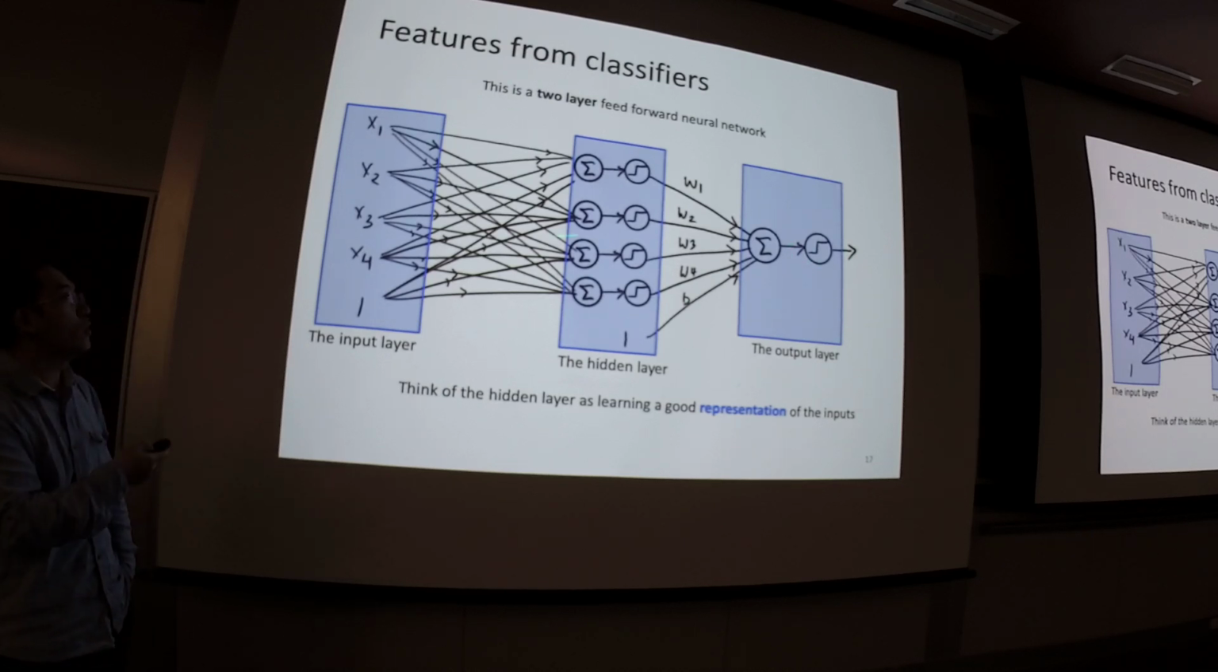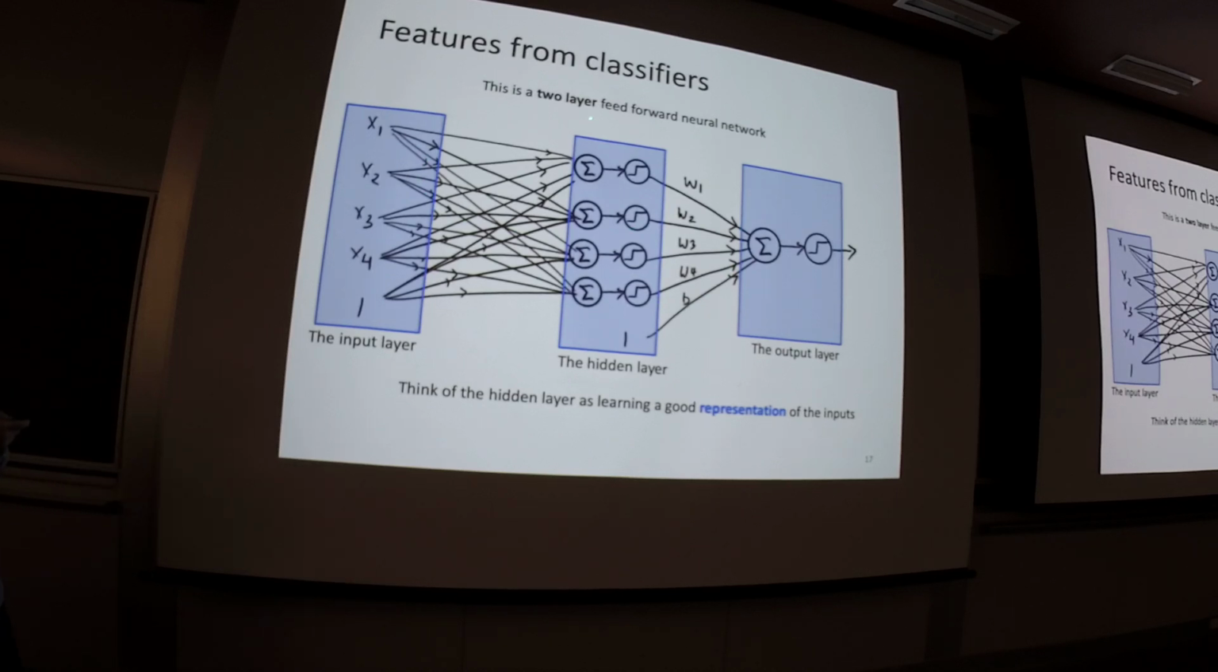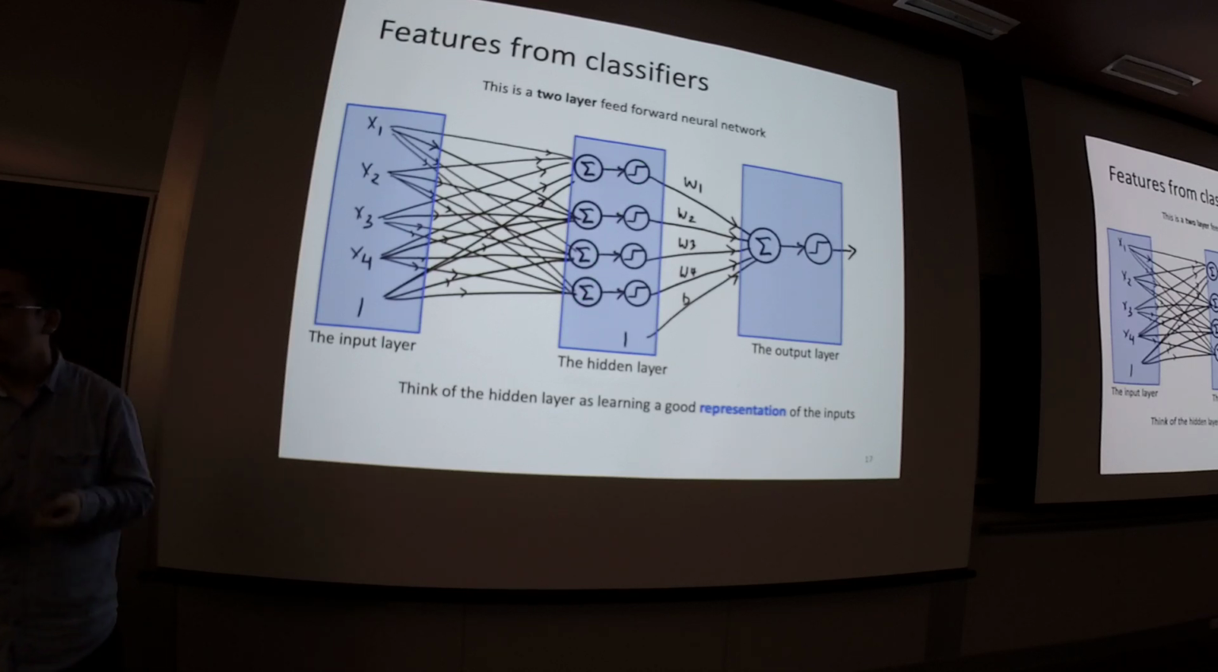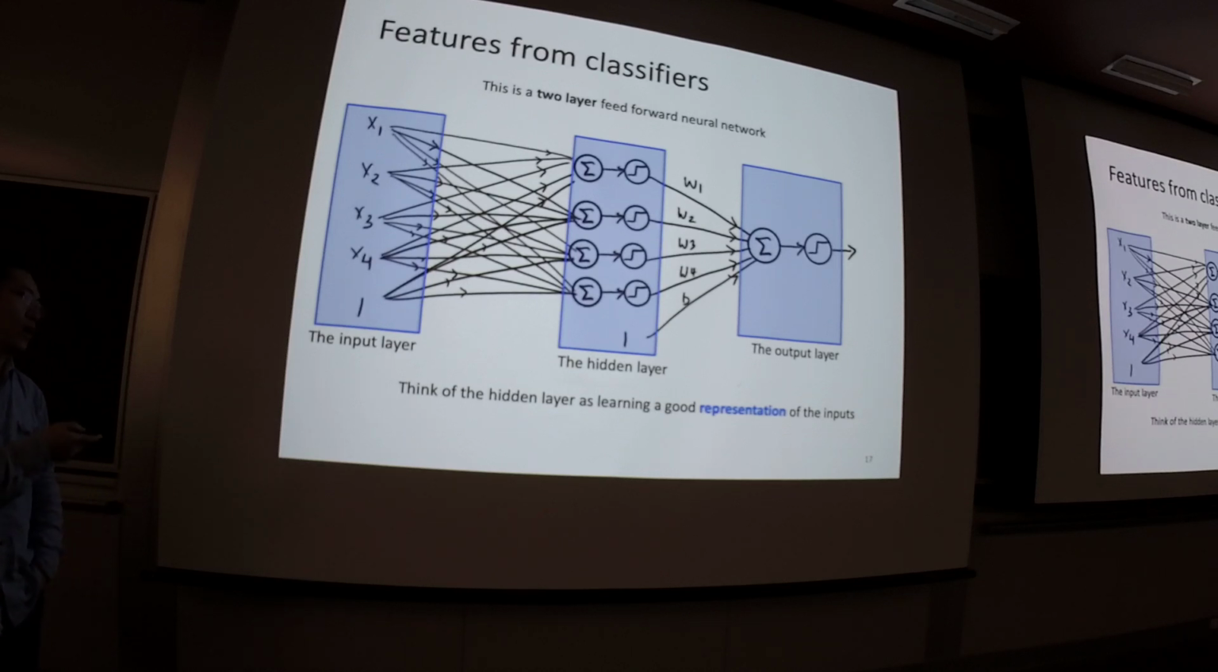And we call it two-layer feed-forward. We call it a feed-forward neural network because the information, the data, is transmitted along this way. It's fed into the layer, and then the output of that layer feeds into the next layer. So it's called feed-forward. And two-layer because we don't count the input layer.